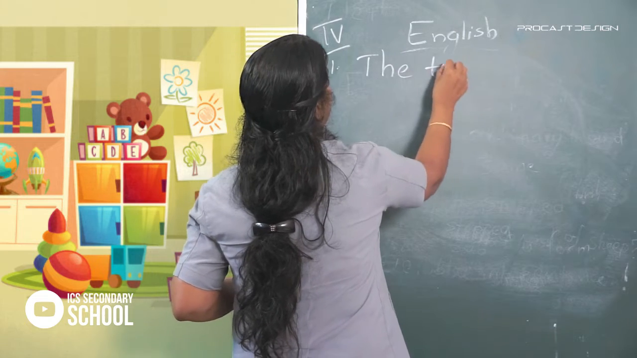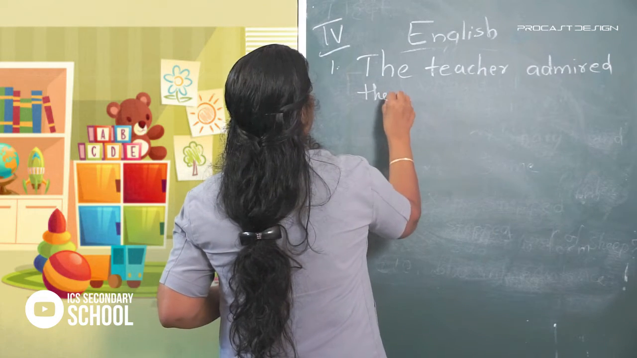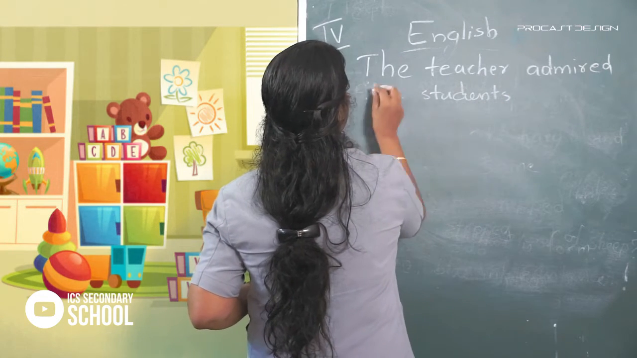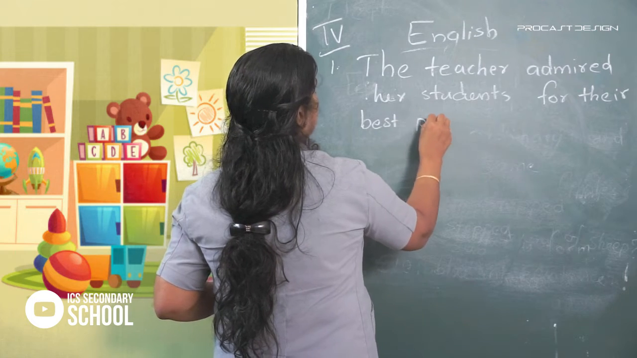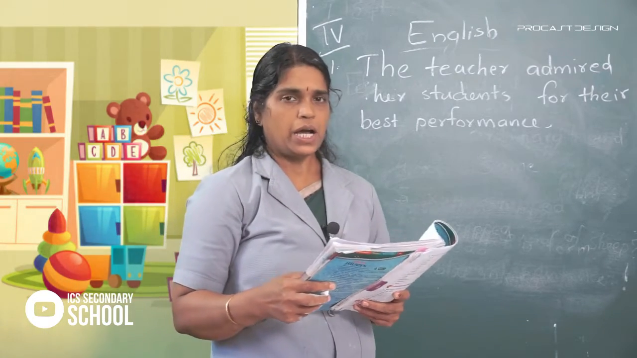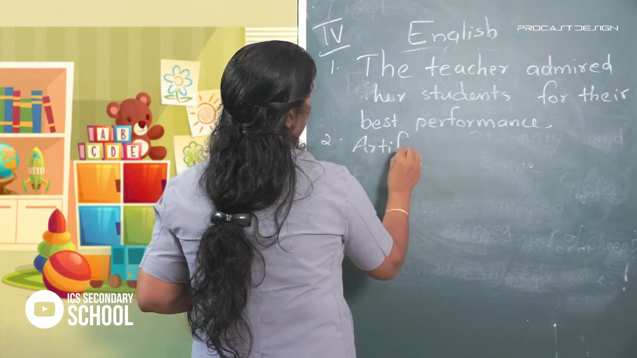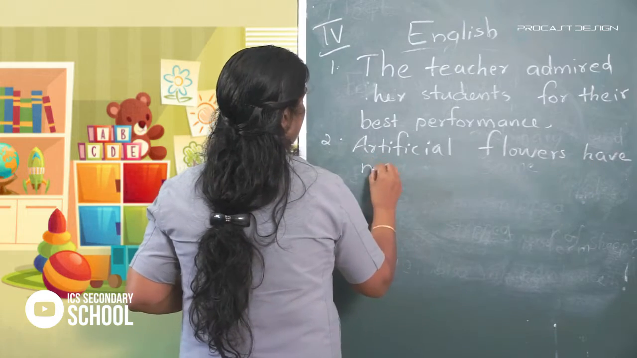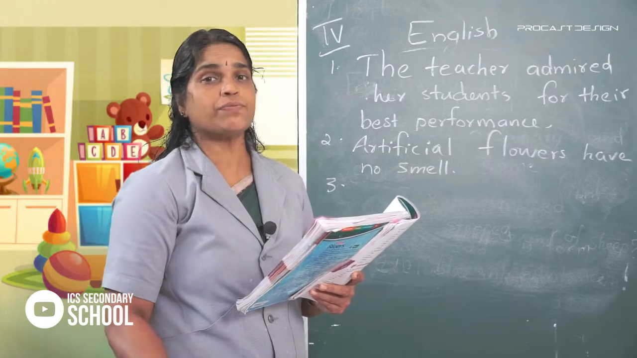The teacher admired her students for the best performance. Okay. Artificial. Second one is artificial. Artificial flowers have no smell. Third one. Furious. My friend is very furious with me.